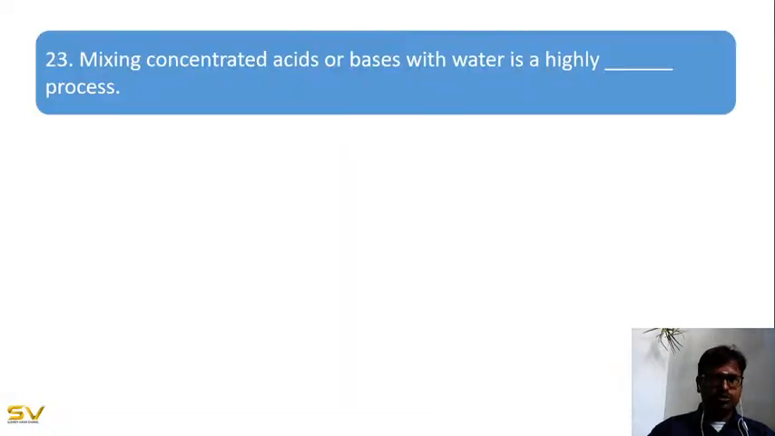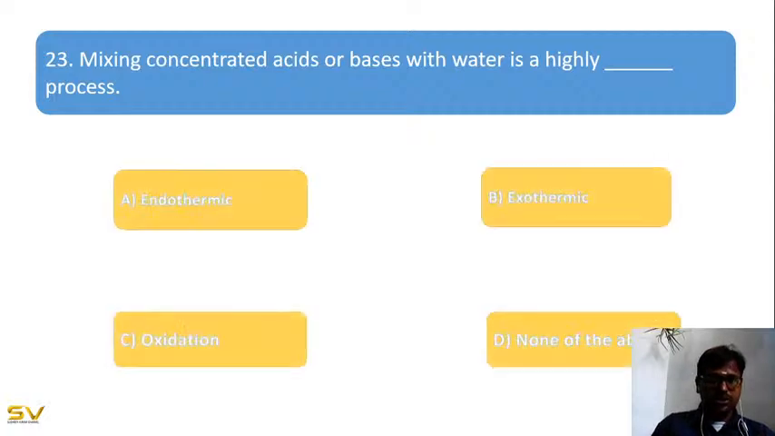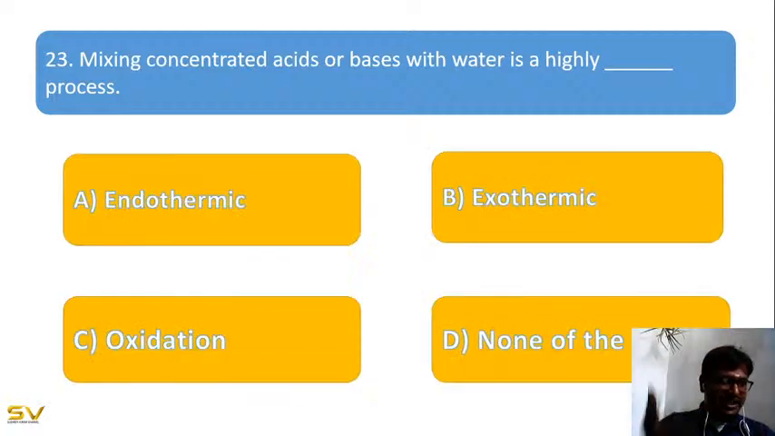Right, coming to the next question. Mixing concentrated acids or bases with water is a highly dash process. So what type of process? That means when acid or base is mixed with water, heat is produced. We already discussed in the previous question that the decrease in ion concentration is a process called dilution. But what type of process is it? Even calling it a reaction would be correct, I think.